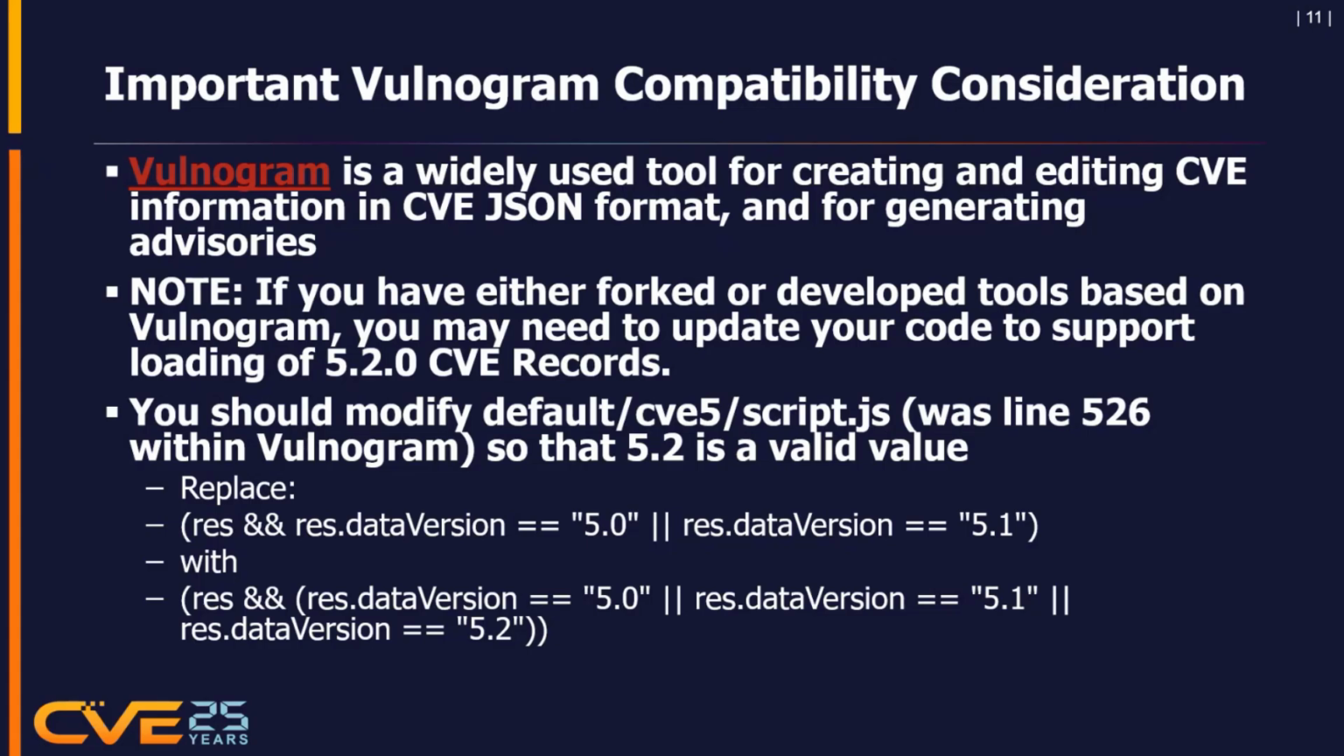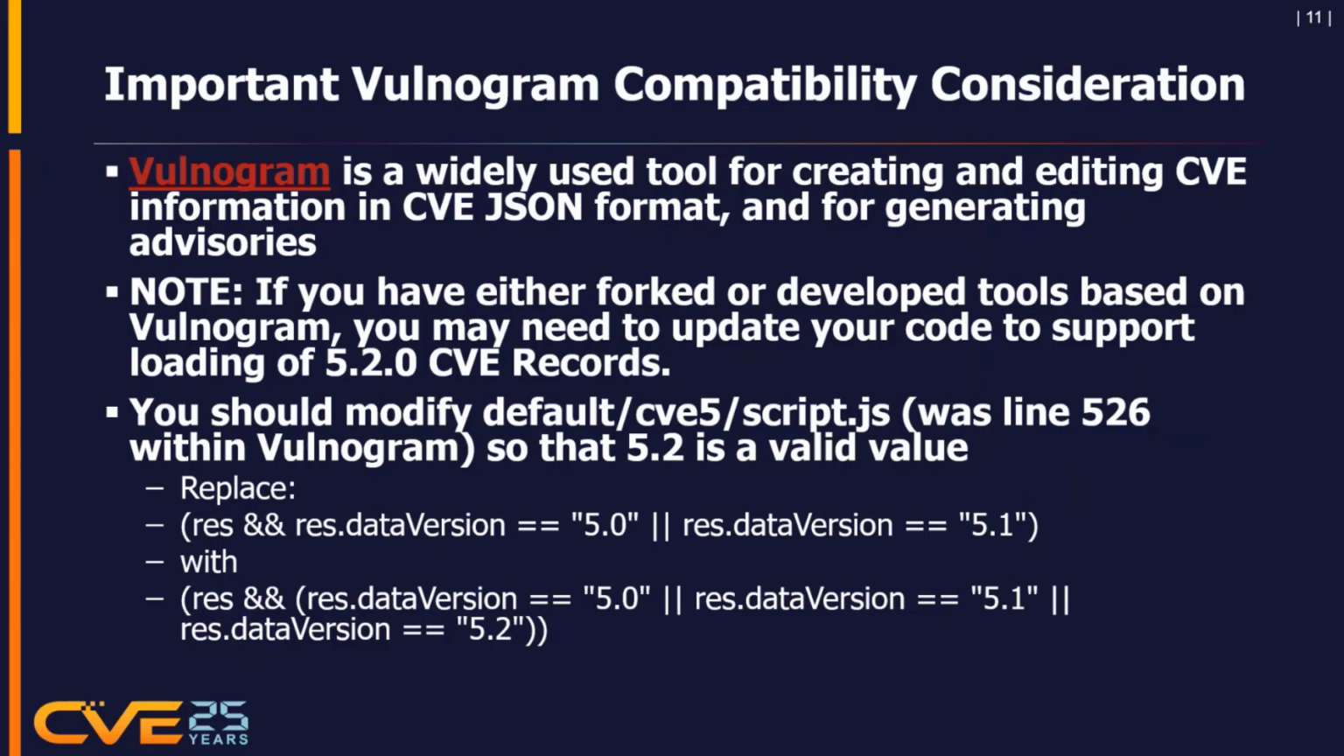In Vulnogram today, there is a check to make sure that the CVE record data version is a valid version. And it was looking for 5.0 and 5.1. So if you tried to load or open a file that was data version 5.2, it would fail and say that it wasn't a valid CVE JSON file. So that has been updated within the live instance of Vulnogram that many of you probably use.